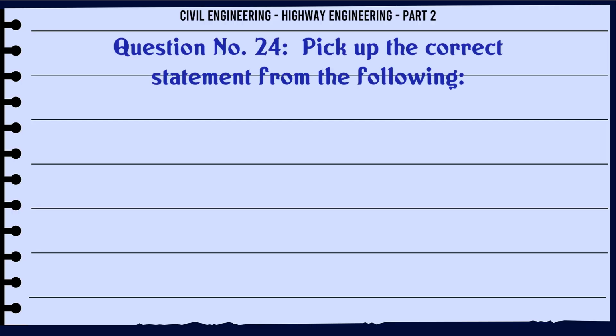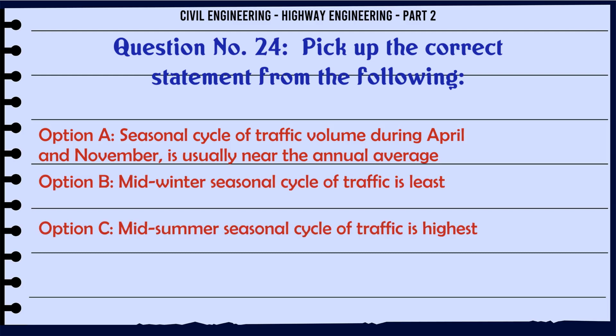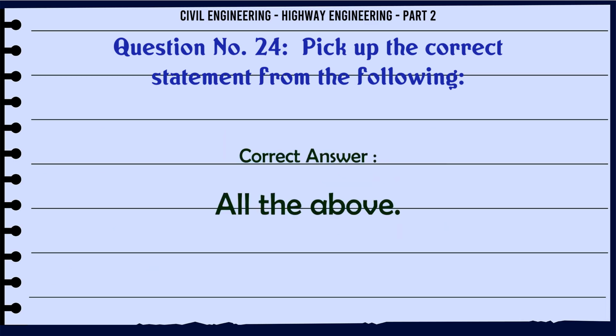Pick up the correct statement from the following. A. Seasonal cycle of traffic volume during April and November is usually near the annual average. B. Midwinter seasonal cycle of traffic is least. C. Midsummer seasonal cycle of traffic is highest. D. All the above. The correct answer is all the above.